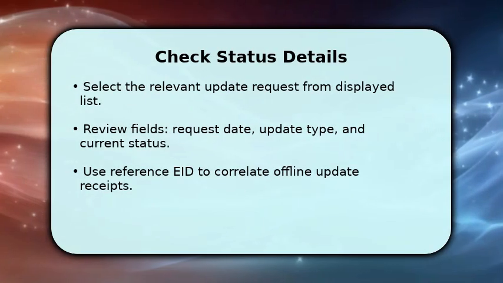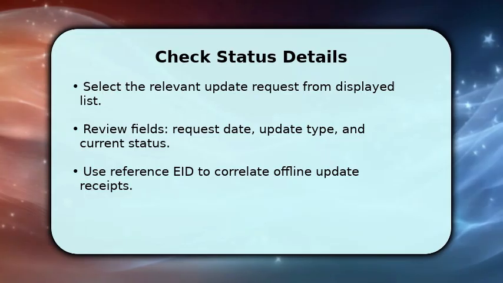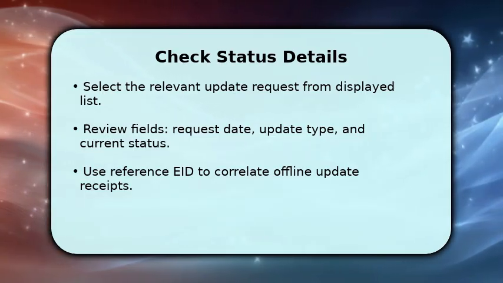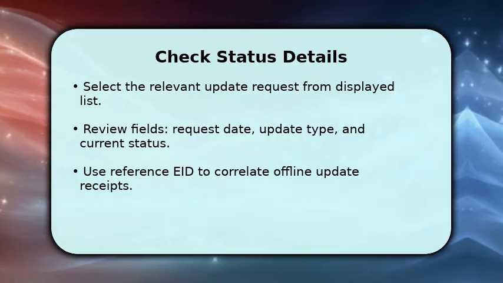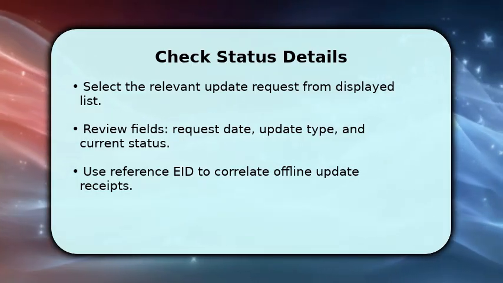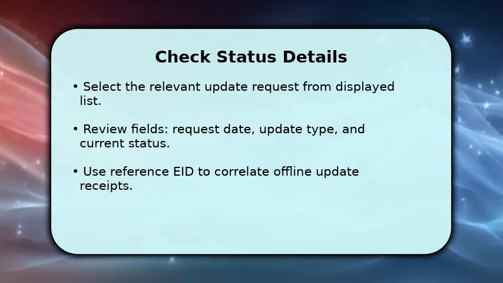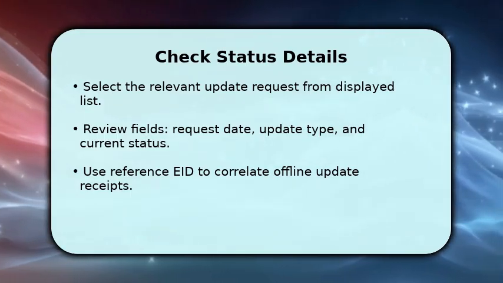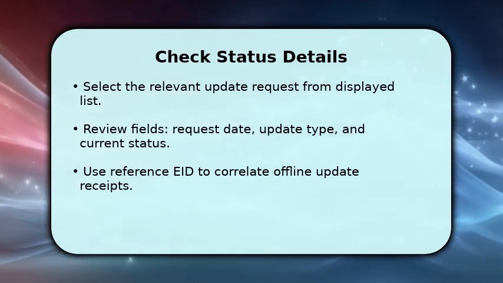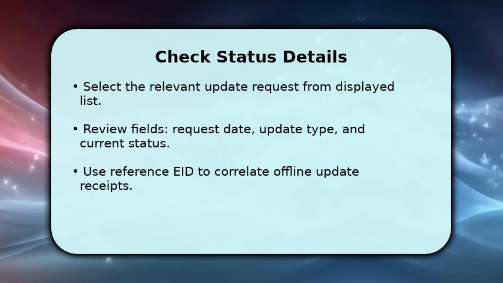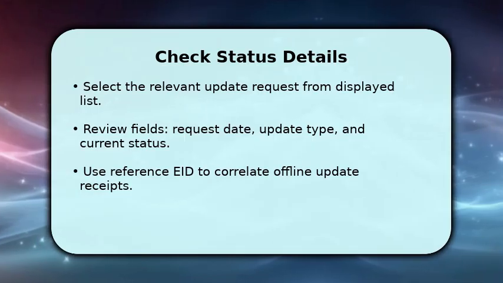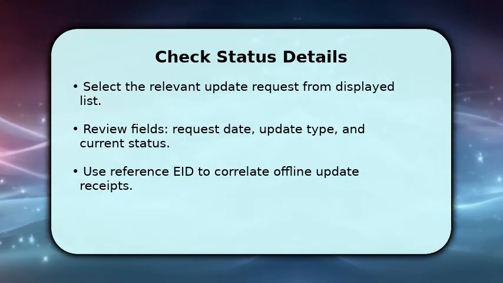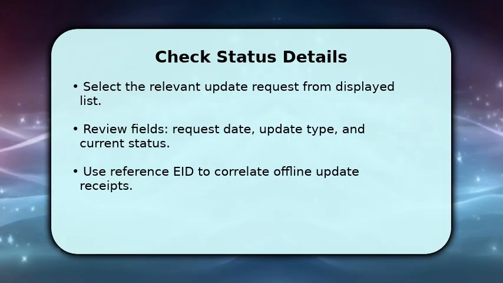Once you submit, the app or portal displays matching requests. Tap the specific record to view details. You'll see the update type, name, address, biometric, along with request date and current status codes like under process or rejected. Read any remarks shown. They explain verification hurdles. If you used an enrollment center, compare the EID on your receipt with the displayed EID so you confirm you're viewing the right request. And note the expected processing window mentioned alongside.